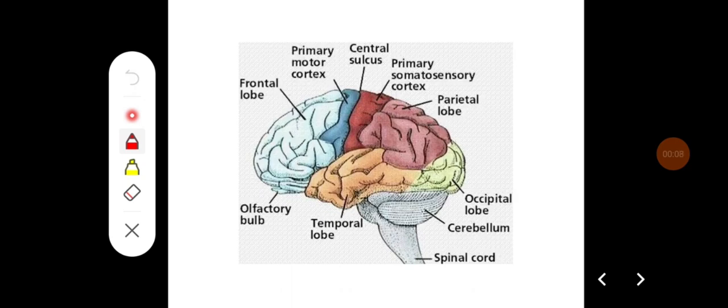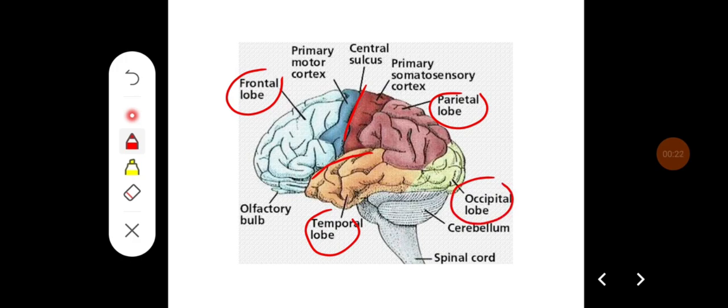Cerebral cortex has been anatomically divided into four different lobes by central sulcus and temporal sulcus into frontal lobe, parietal lobe, temporal lobe, and into occipital lobe. And it is also a functional division as well. It is divided into motor cortex, sensory cortex, auditory cortex, and visual cortex.